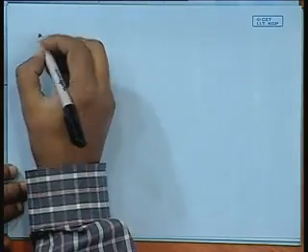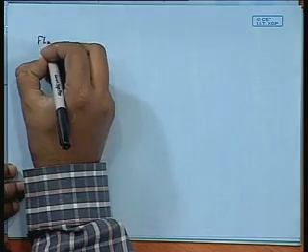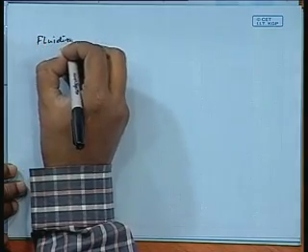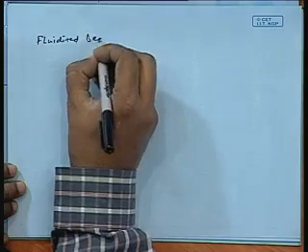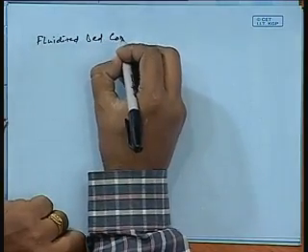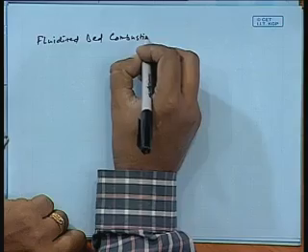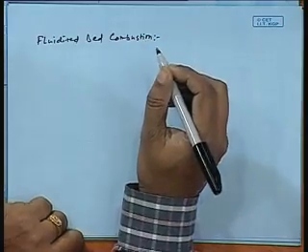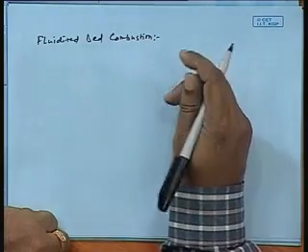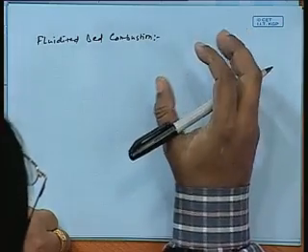So, the first is fluidized bed combustion. Fluidized bed combustion is, in today's world, becoming more and more common as a method of power generation. A number of plants today, for their captive plants, are using FBCs, the fluidized bed combustion method.